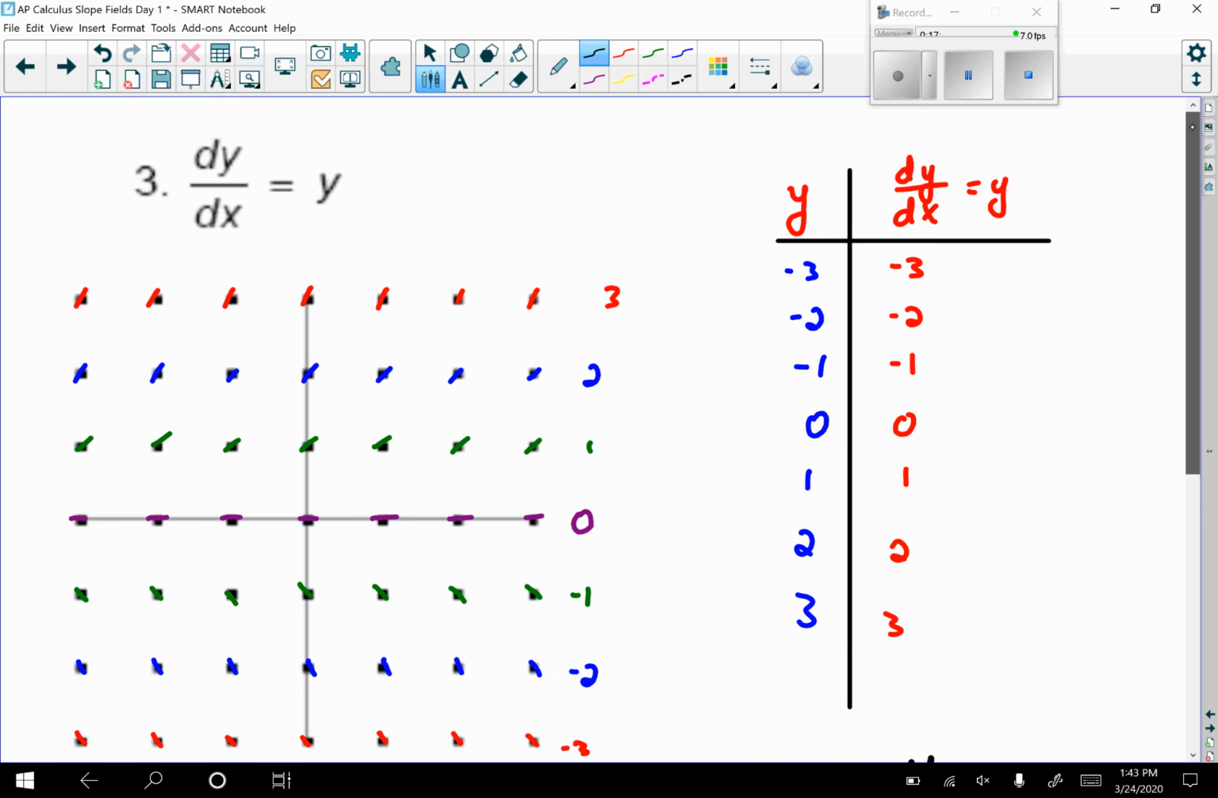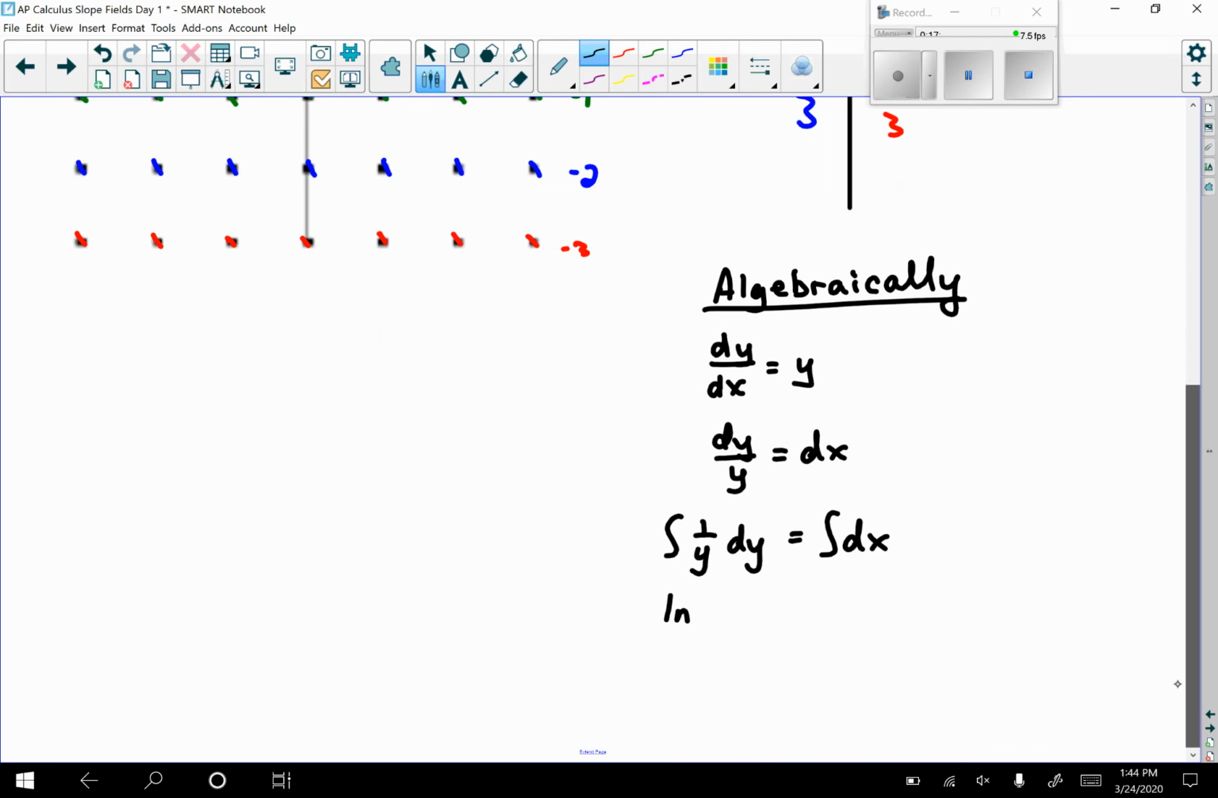Stay up here on the graph. So it might start to take off something like this, if I were to draw that a little better. But let's take a look here. So we're going to get the natural log of really the absolute value of y plus a constant is going to equal x plus another constant. So then the natural log of the absolute value of y is equal to x plus some constant here.